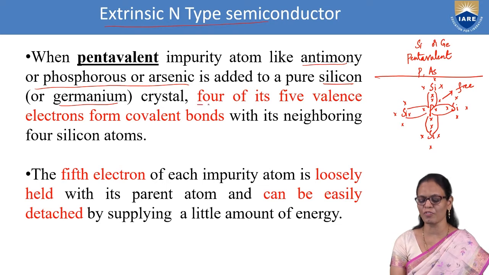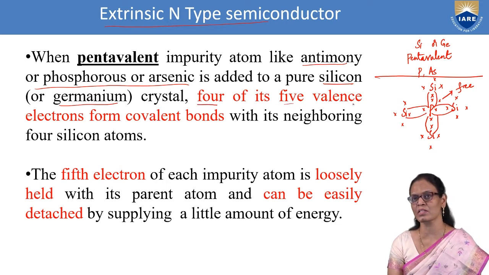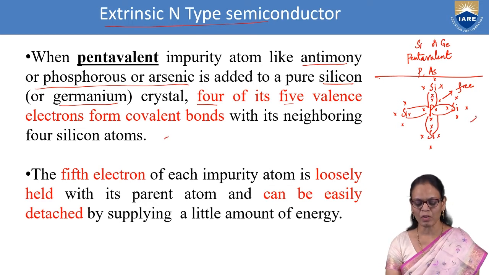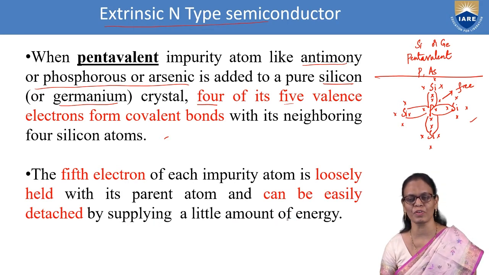So 4 of its 5 electrons, means out of the 5 valence electrons it possesses, 4 of them are forming covalent bonds with the neighboring silicon atoms. This is how we have seen. Now the 5th electron of each impurity is loosely held with its parent atom and can be easily detached by supplying a little amount of energy.